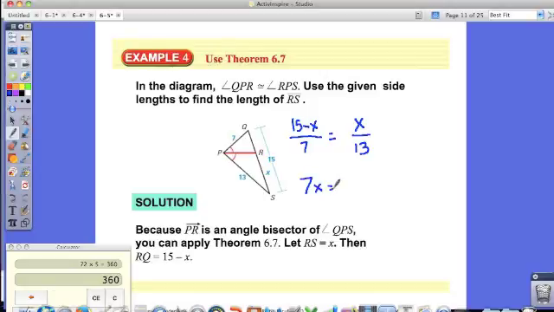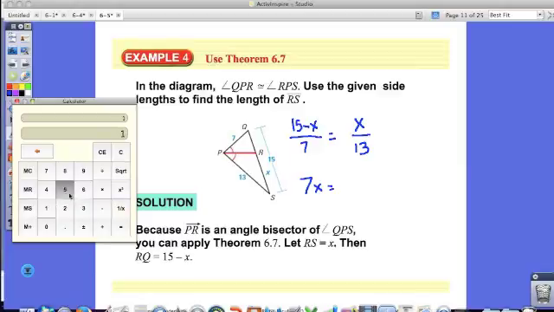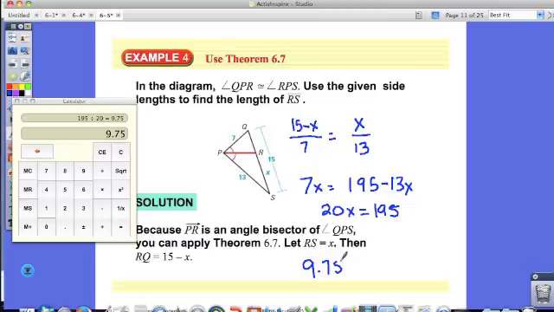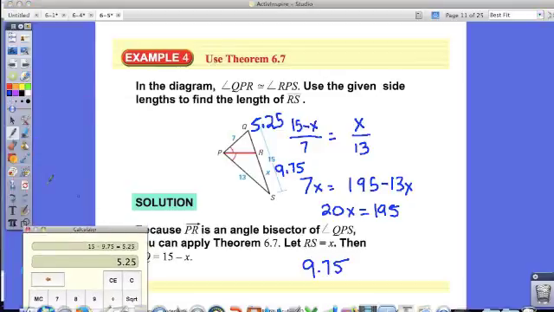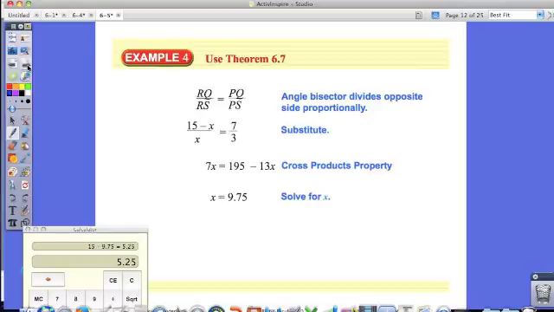So 7X equals 15 times 13 is 195 minus 13X. If we add 13X to both sides, we get 20X equals 195. 195 divided by 20 is 9.75. So if this is 9.75, 15 minus 9.75 is 5.25. So we found X. This was the work that we just did, 9.75. And obviously the other side would be 5.25.